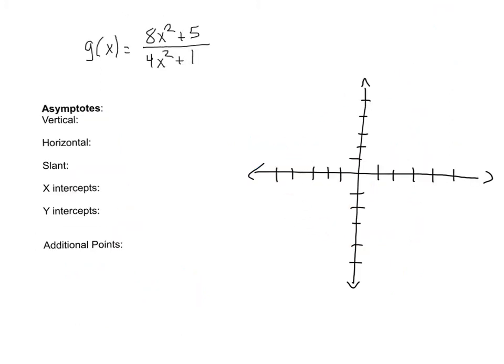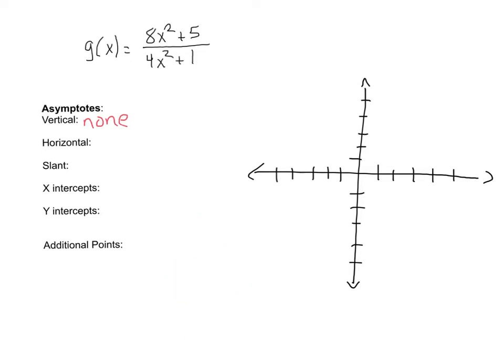Alright, in our next example here, we want to find our vertical asymptotes. What's going to make this denominator 0? That's going to be 4x squared plus 1 equals 0. Solving for this, I'm going to get x squared equals negative 1/4. Remember, when I square root both sides here, I can't take the square root of a negative, so I know that I'm not going to have a vertical asymptote. So there's going to be no vertical asymptote.